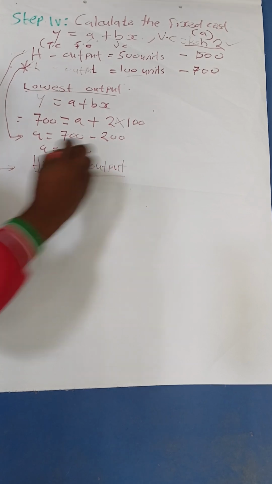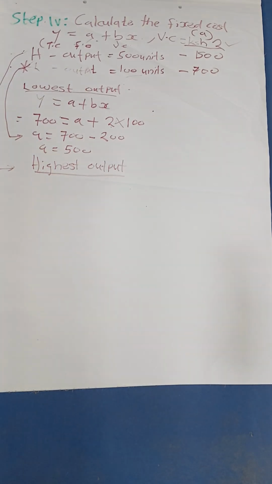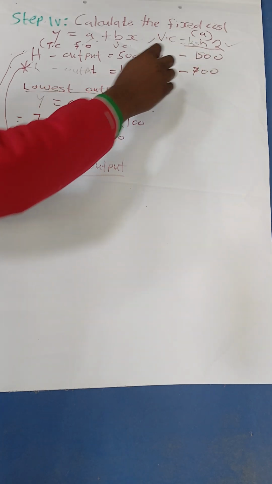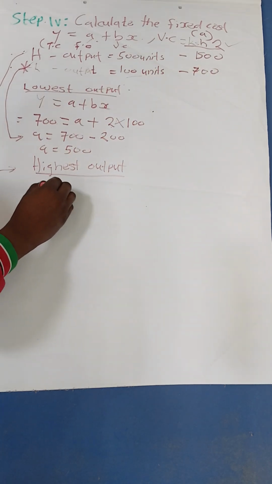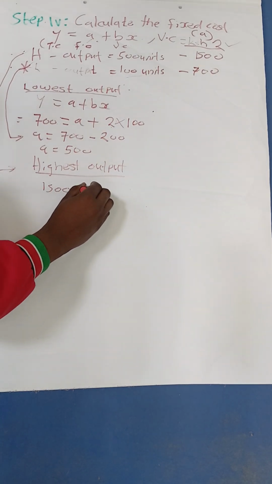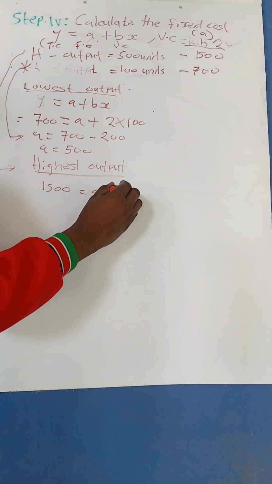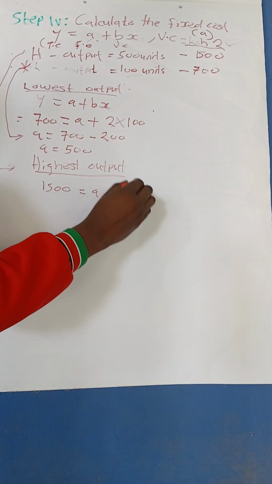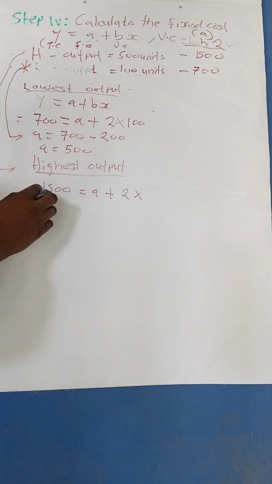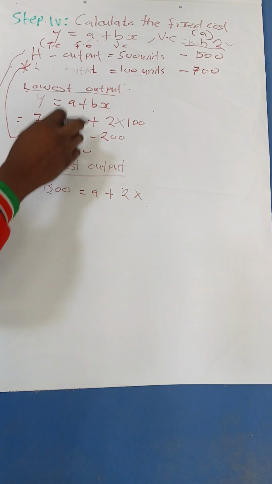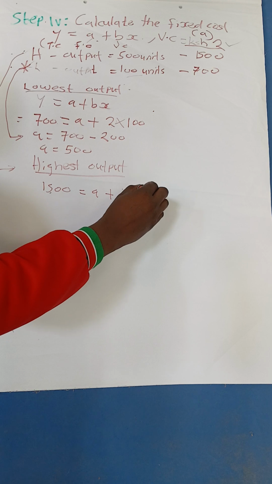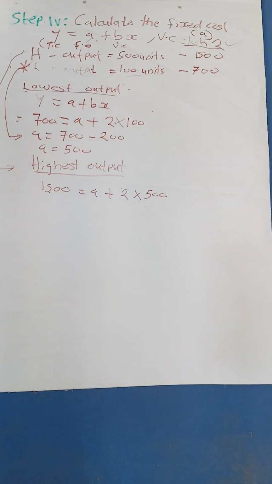Good. What about the highest output? Let us see if we'll get the 500. The highest output, you'll go and pick what? Using the formula, the total cost of 1500 is equal to A, the fixed cost we are identifying, plus B, the variable cost of 2 Kenyan shillings multiplied by the corresponding units of 500. 500 multiplied by 500. Good.